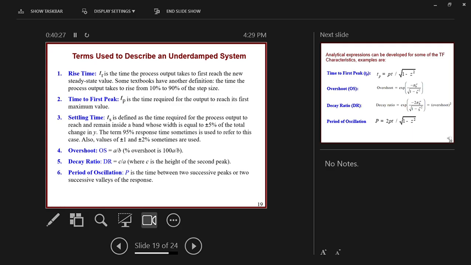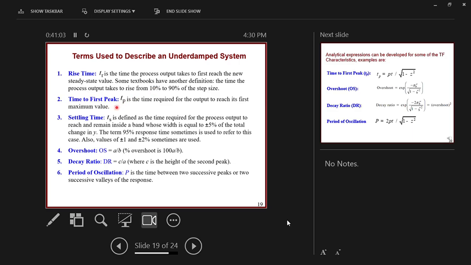To describe all these characteristics, these are the different definitions of the characteristics, starting with the rise time. The rise time, TR, is the time the process output takes to first reach the new steady state value. Now, in some textbooks, there is another definition, which is the time the process takes to rise from 10 to 90% of the step size. In our analysis, we will regard the first definition, unless it is mentioned in the question.